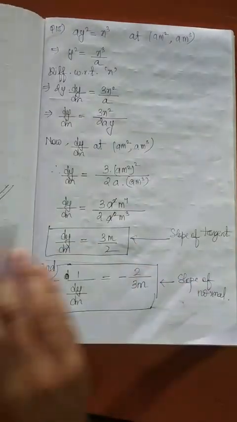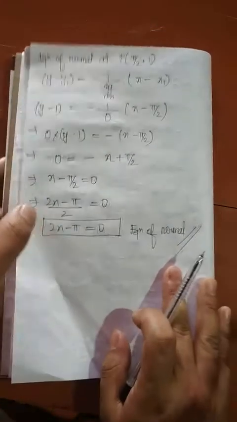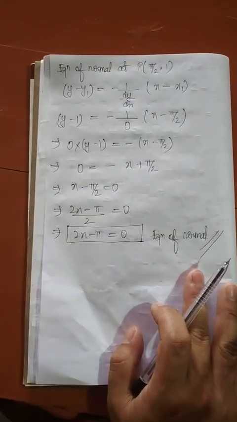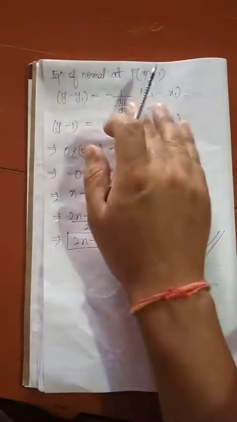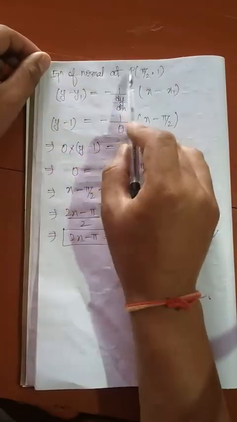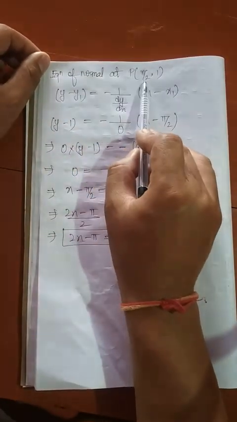We move to another sub part of this question, that is find the equation of a normal as well, isn't it? So equation of a normal. So equation of a normal at which point? At the same point, pi by 2 comma 1.